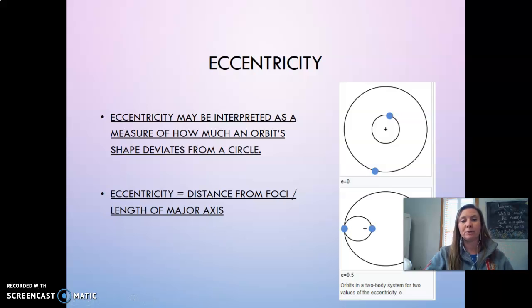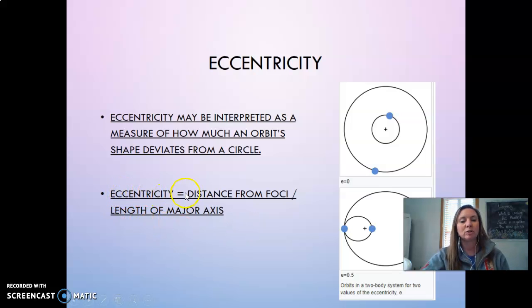Eccentricity may be interpreted as a measure of how much an orbit's shape deviates from a circle, meaning the more circular it looks, or sometimes I think more egg-shaped, if you want to think about it that way. And so there is an equation. We will use it just one time for the lab, and that is it. You do not have to memorize it by any means. You're just going to have to be able to look and say, like, oh, that one's very eccentric, that one's not very eccentric, closer to a circle.